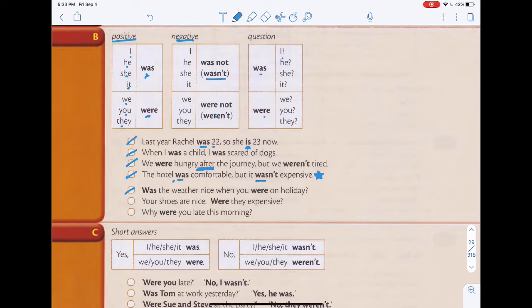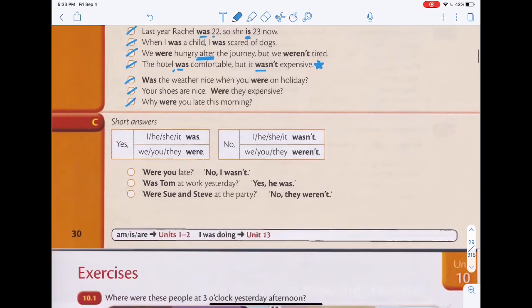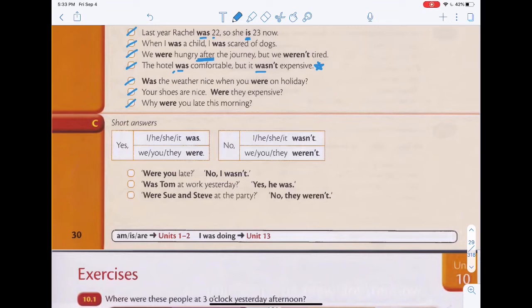Okay? So next, was the weather nice when you were on holiday? Your shoes are nice. Were they expensive? Why were you late this morning? Okay? So just remember all these examples, and remember that if you use was and were, you're talking about things in the past. And then how do you do short answers to that?